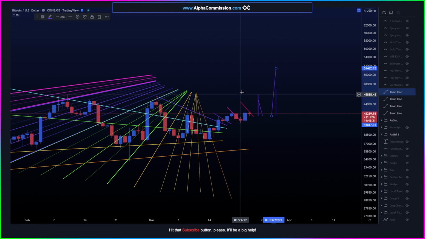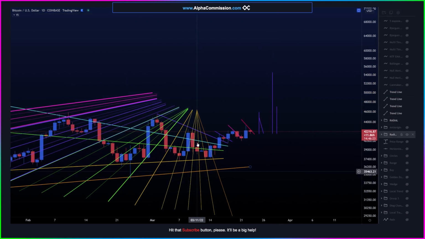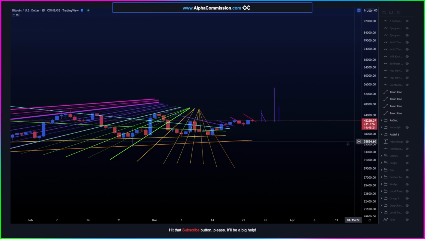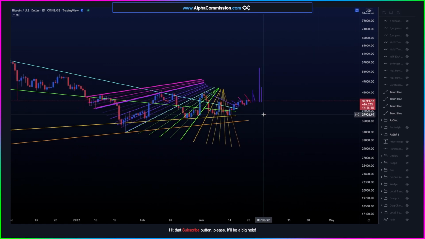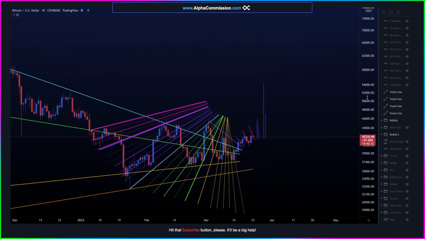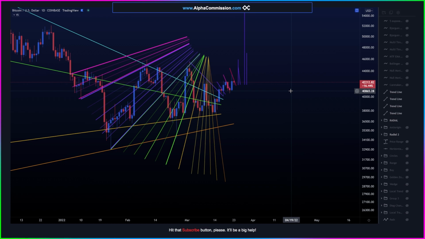Either crossing from top to bottom, support to resistance, or just pumping straight up in one of these more vertical lines. So it's just food for thought. I'm not sure what the tightening represents, but let me give you some hypothesis.